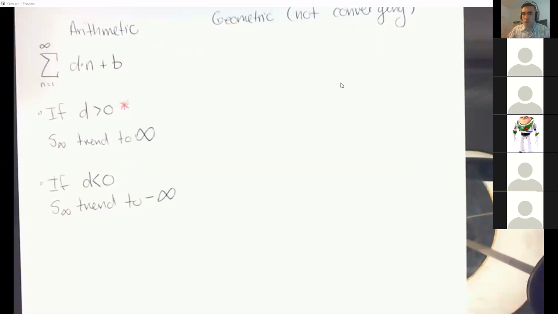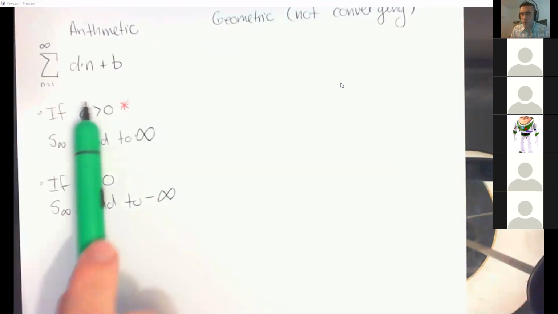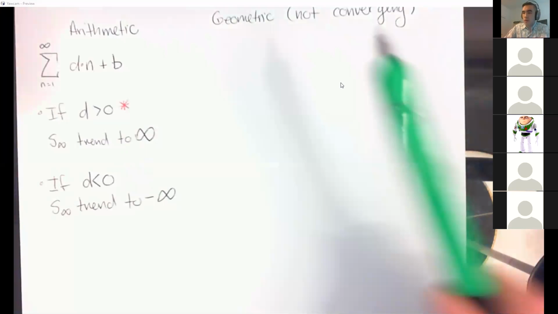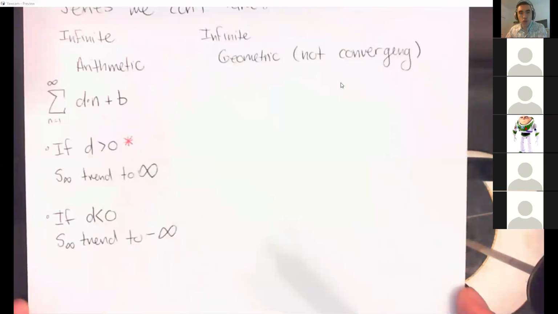Okay, we'll come back to this on the next page. Next page, we'll start with a red asterisk. Over here, top right, an infinite geometric series which is not converging.